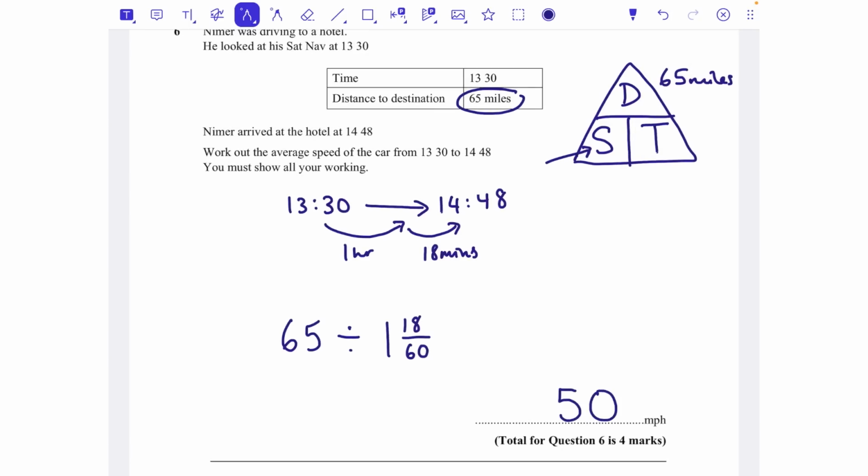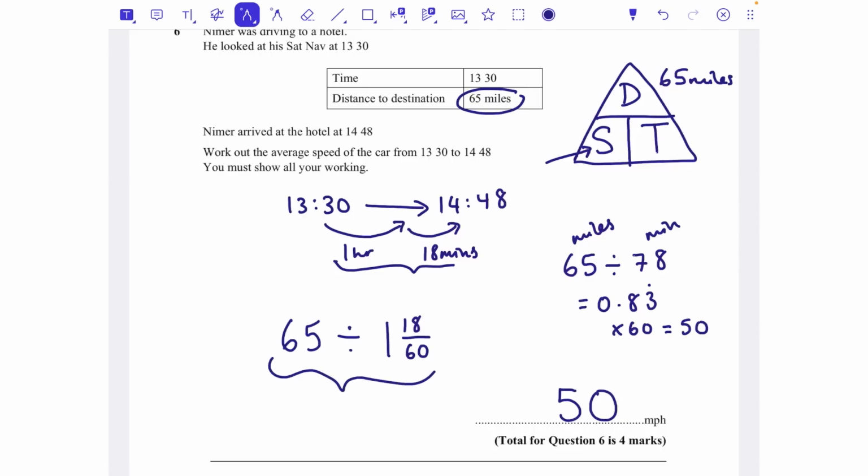Of course, you can do 65 divided by 78, because it's 78 minutes. And 65 divided by 78 is 0.83 recurring. But then because that was in miles per minute, you then just need to times it by 60 to get it back into miles per hour, and that would be 50. So nothing wrong with doing it that way whatsoever. I just think this is slightly quicker, but either way it's going to get you the correct answer, so do whichever way you feel comfortable with.